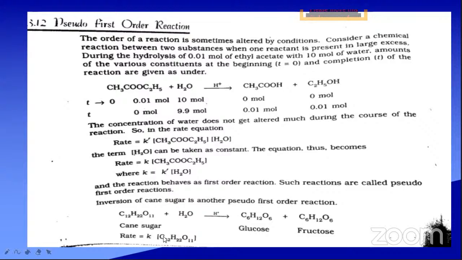Another example of a pseudo first order reaction is the hydrolysis of cane sugar. Cane sugar on hydrolysis forms glucose and fructose. Here also the rate does not depend upon the concentration of the water. It depends only upon the concentration of the cane sugar. C12H22O11 is the cane sugar formula. It is converted into glucose and fructose molecules.